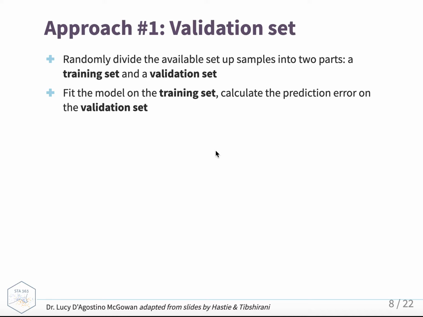So we started with just a single data set, but before we did any model fitting, we split it into a training data set and a validation data set. We fit the model only on the training set, and then we tested the model. We calculated that prediction error on the validation set.